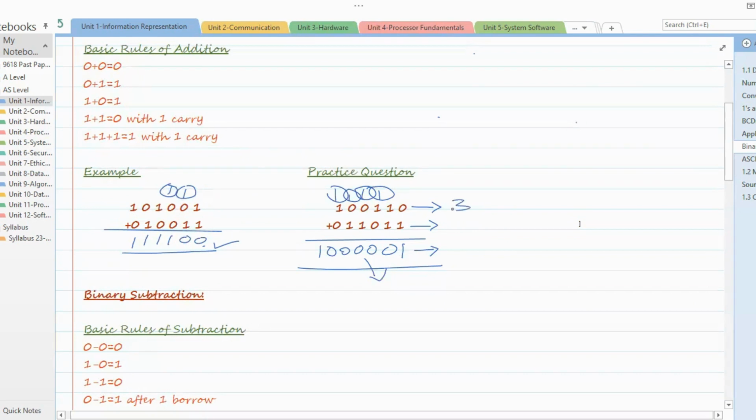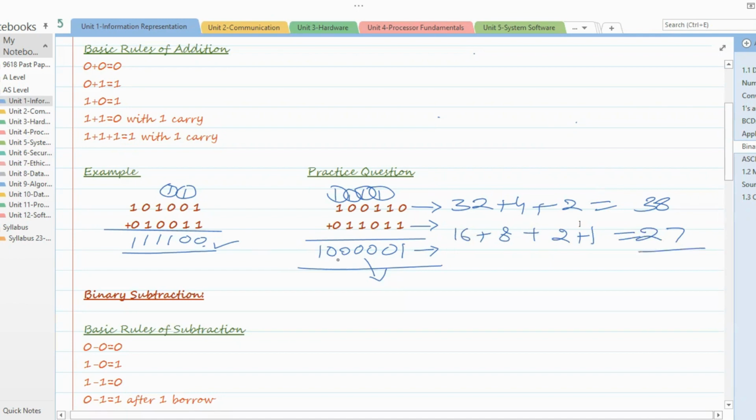So this is 32 plus 4 plus 2, which is 38, right? And this is 1 plus 2 plus 8 plus 16. So this is 27, right? And 38 plus 27.